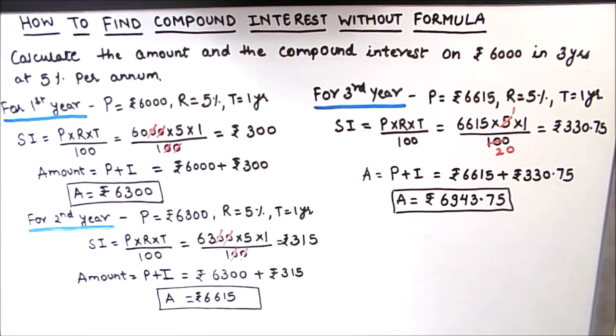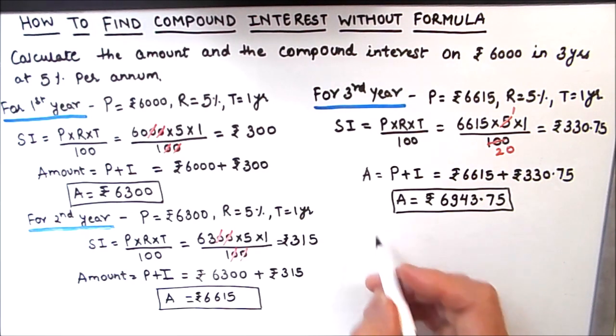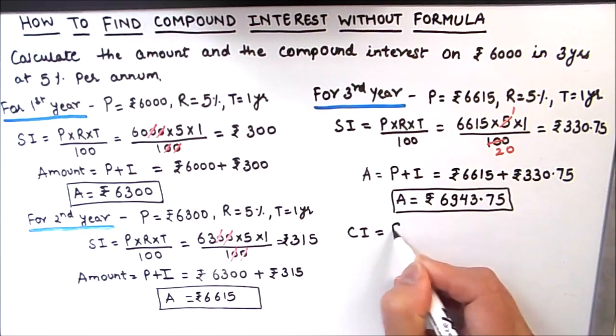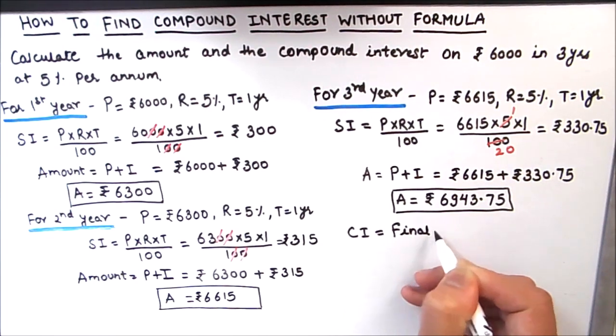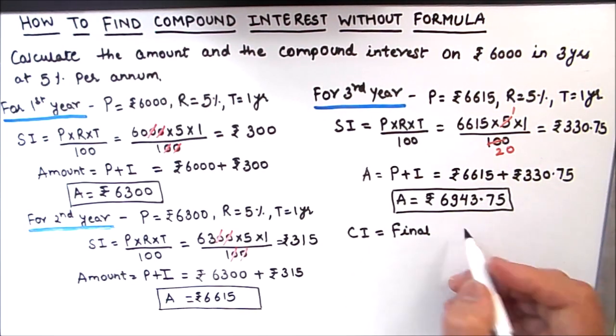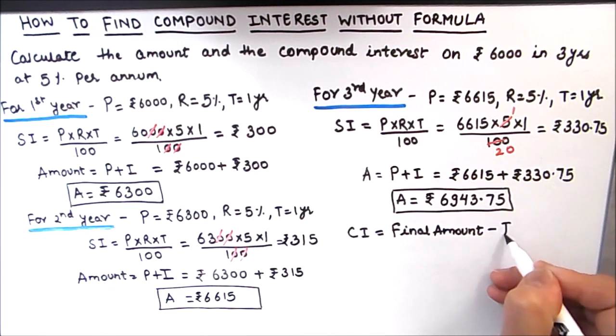Now we need to find the interest at the end of the third year. So the compound interest will be the final amount, so the final amount, which is the amount at the end of the third year, minus the initial principal.